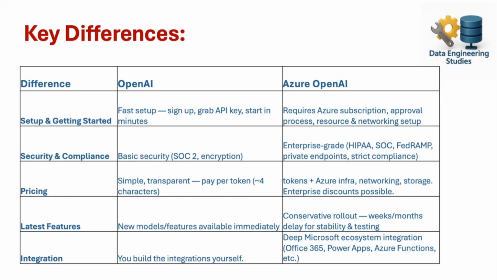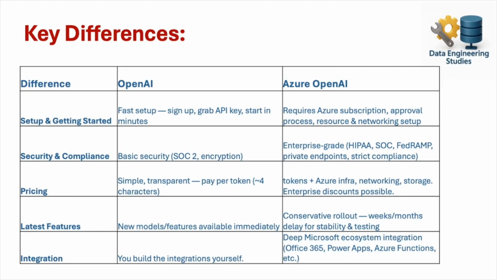The second difference is the security and compliance. This is where Azure OpenAI shines. If you are in healthcare, finance, or government, Azure OpenAI offers HIPAA compliance, SOC certifications, and even FedRAMP. You can get private endpoints, meaning your AI traffic never touches the public internet. Whereas OpenAI has basic security, it is SOC 2 compliant and encrypted, but it is not built for industries with strict regulations.